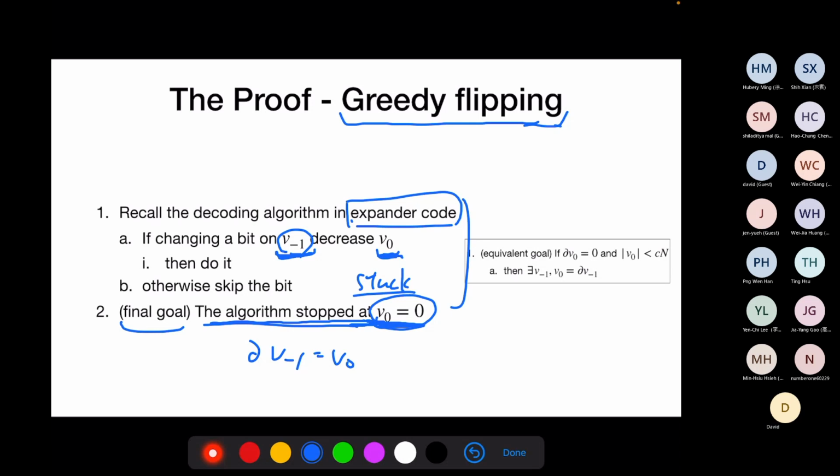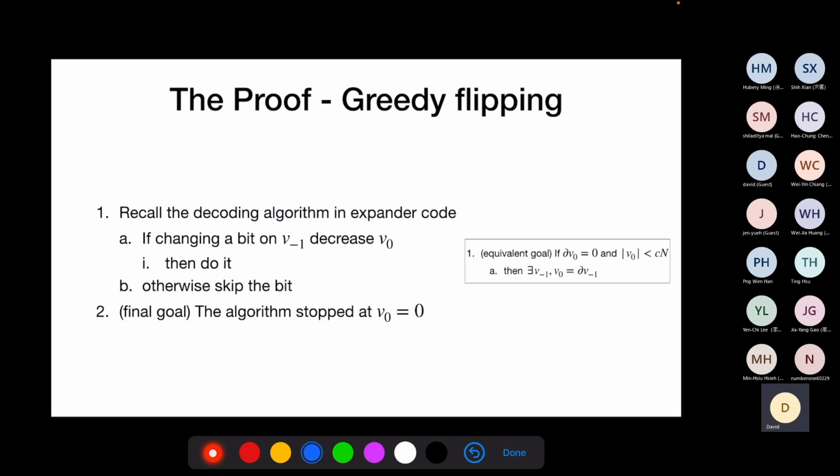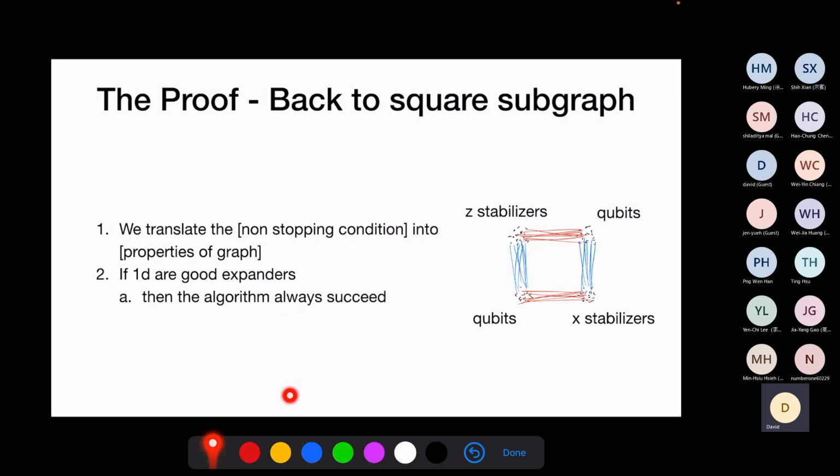Okay, and now we'll go back to the square graph. This stopping condition we can translate into some property of the graph. And what we are able to show is that if the 1D graphs are good expanders, then this property of the graph is always satisfied, and so the algorithm always succeeds. That means we found v-1. So that's the idea of the proof.